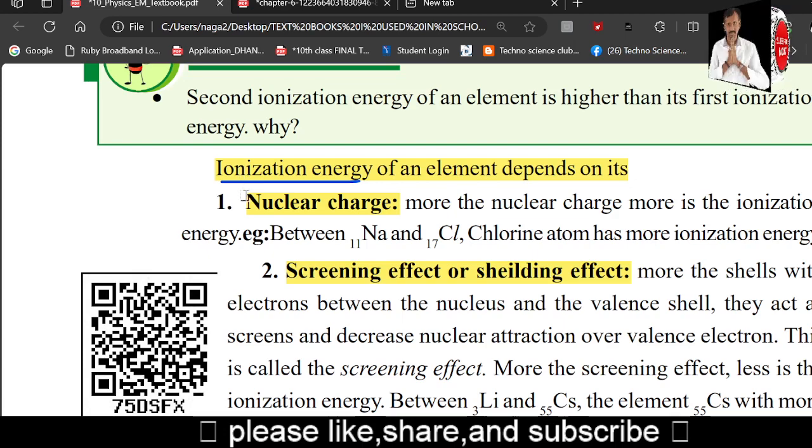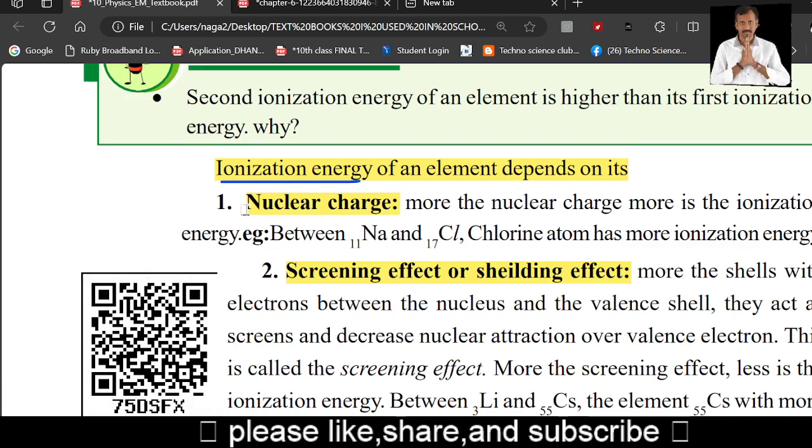The first factor affecting ionization energy is the nuclear charge. What is meant by nuclear charge? You know, from the previous chapter and previous topics, the nucleus contains positively charged protons.